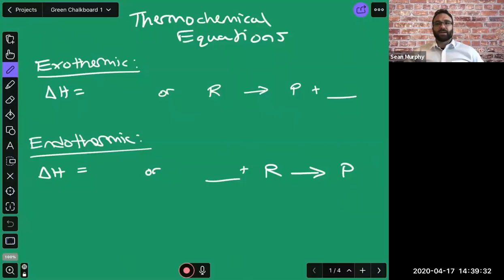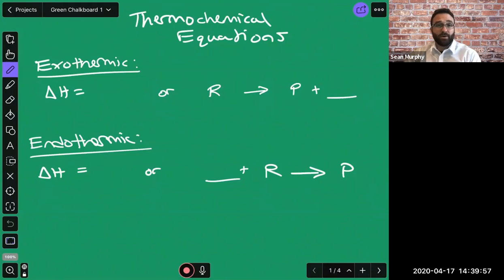Greetings, everybody. Today we are going to talk about thermochemical equations and be able to solve thermochemical equations given grams and determining how much heat is produced or released or absorbed for exothermic and endothermic reactions. So these can be a little bit tricky because of some formatting issues that come up.